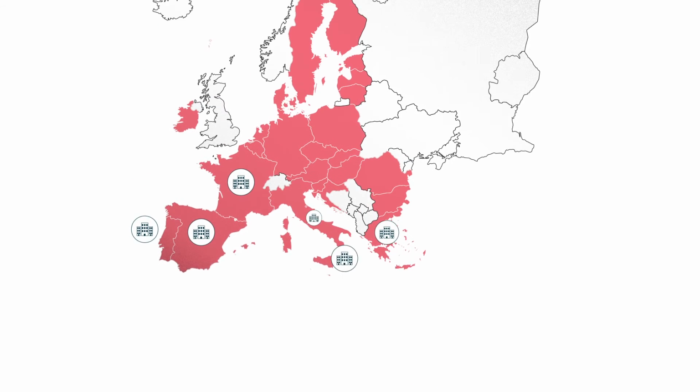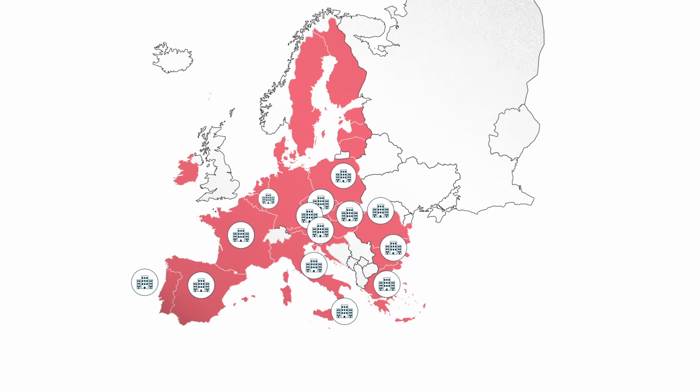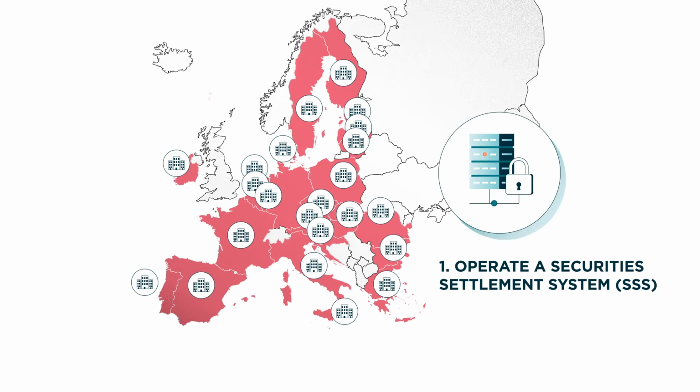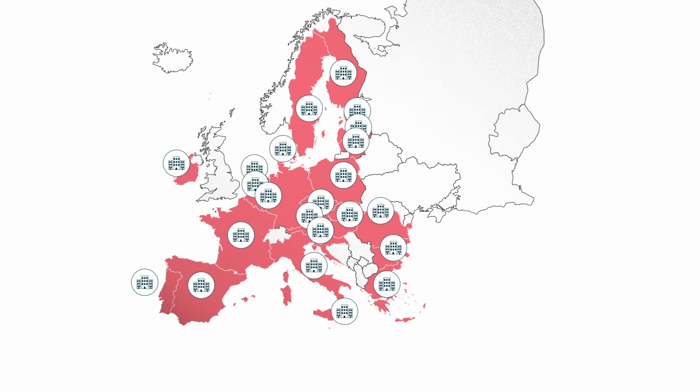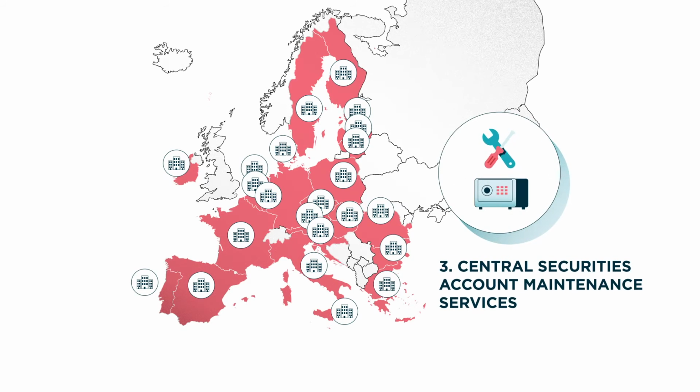To operate, CSDs must be authorized by their national competent authorities. There are two requisites to achieve this. First, they must operate on IT platforms known as security settlement systems, which ensure that traded securities are actually settled once traded. Second, they must offer at least one of the following: either notary services, where they record all newly issued securities in a book entry system, or central securities account maintenance services, or safekeeping of securities.